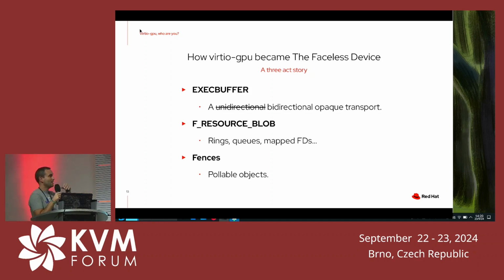I mean, if you need a pipe, just use exec buffer. It's already a bidirectional opaque transport. If you need to poll on the pipe, you can do a fence, and then you can poll on the file on that pipe that is modeled on top of virtio-gpu. Do you need to share a file descriptor? Register it as a blob, and put it on shared memory, and then you can share between both devices, both contexts.